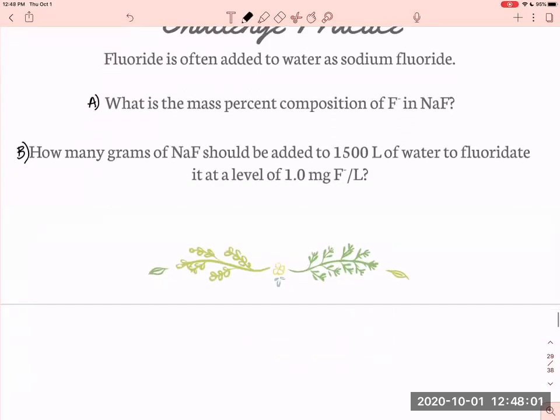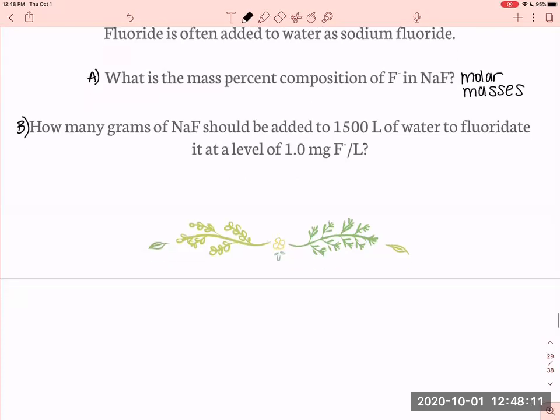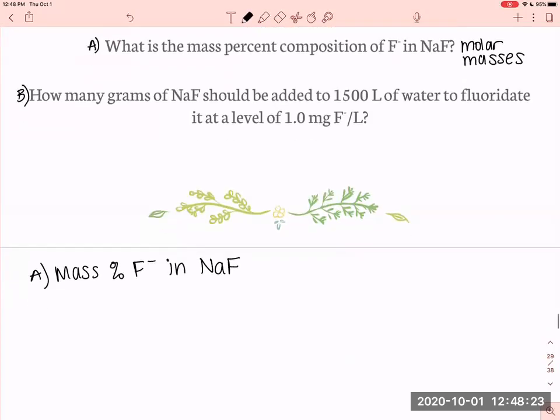And because I'm not given any information for that section, I'm going to use the molar masses. So we're going to use molar masses here because they don't really give us any sort of experimental information. So mass percent of fluoride in sodium fluoride. So make sure that you're not saying mass percent of fluorine because F- is called fluoride.